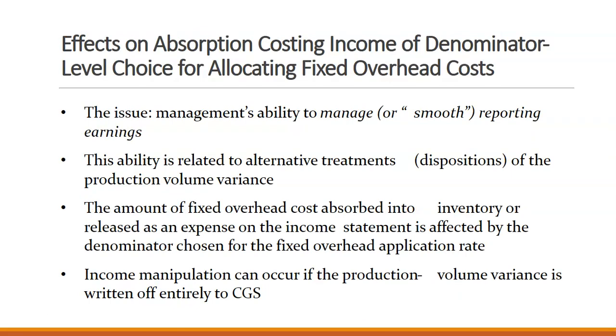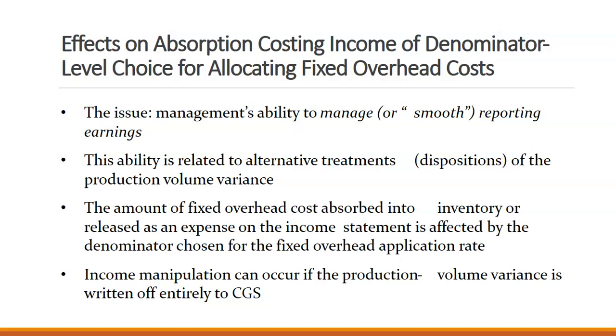The effects on absorption costing change based on our denominator level choice for allocating fixed overhead costs. So our denominator level choice is based on what we predict capacity is going to be. With absorption costing and our choice of fixed overhead cost allocation, we can manage or smooth our reported earnings. So this is related to our ability to change our production volume variance.